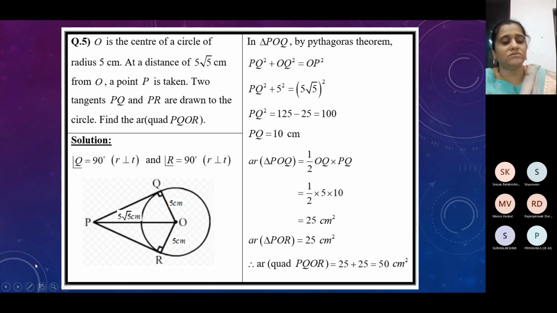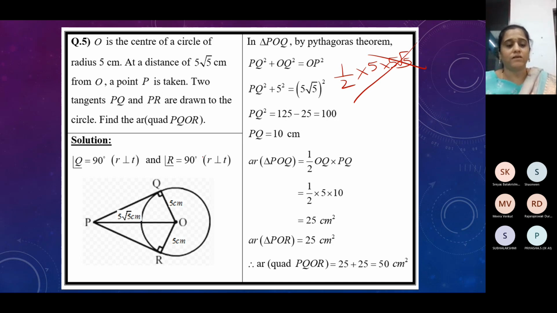What mistake we can make is taking 5√5 as the altitude. If you work the area like this, half into base 5 into altitude 5√5, you're wrong. Hypotenuse is not the altitude here. All right, children? Yes, ma'am. Okay, very good.